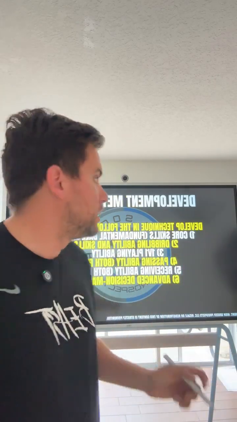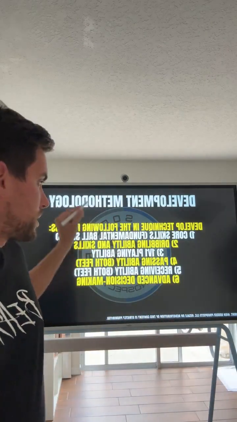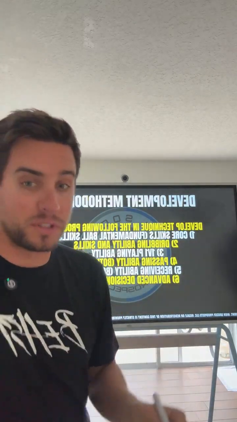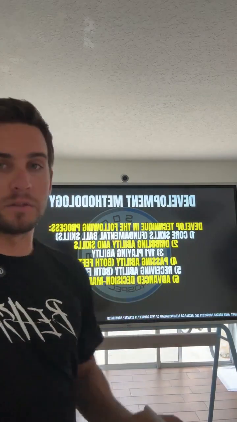So we call this the implementation process. So we're teaching them how to implement it. So you have the third step, okay? And then there's passing ability. This is now the 4th step. Receiving ability, this kind of goes hand in hand with 4 and 5. And then you have advanced decision making, which is the 6th step.